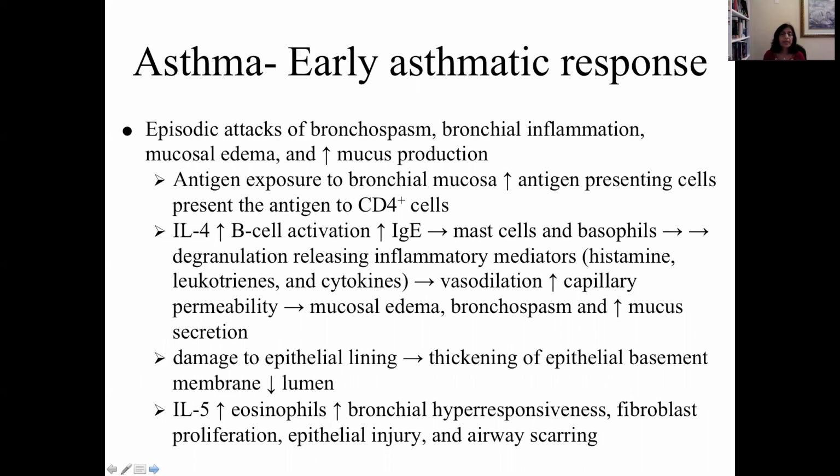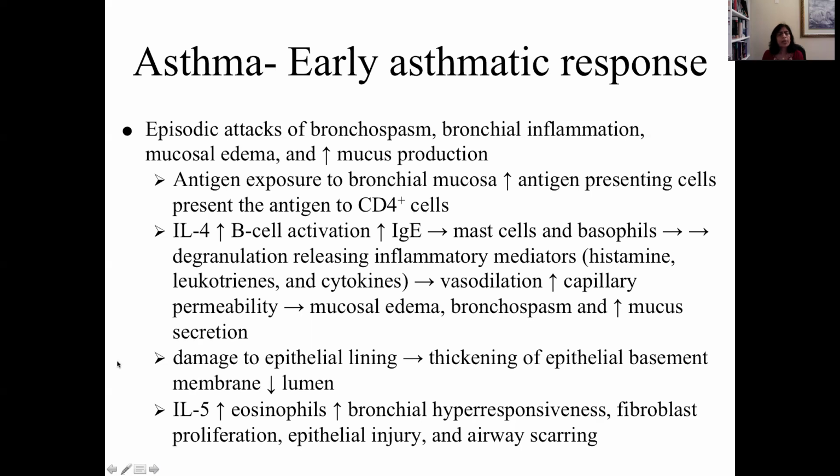Okay, so with this, we can organize the response related to asthma in the early part and the later part. Early part is like immediate response. Okay, for the reason allergen, the immune system is involved. Asthma is considered as type 1 hypersensitivity.